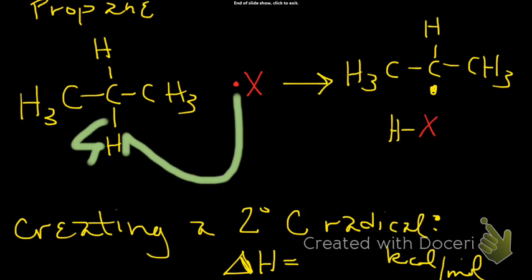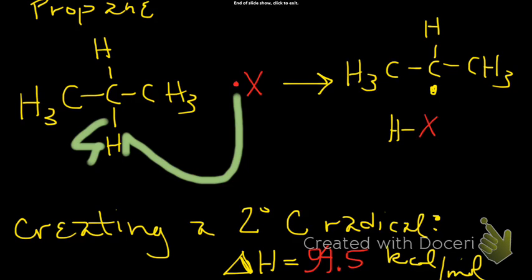And so what kind of value would the delta H be for this? Remember, the methyl radical is 105, the primary radical was around 98, while the secondary radical is actually even lower, 94.5 kilocalories per mole. Hopefully you're starting to see a trend here on how easy it can become to abstract the hydrogen off of the carbon.